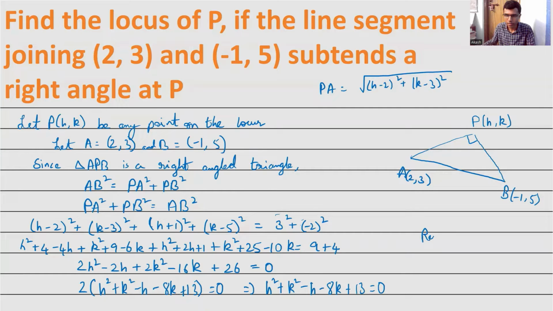Now replace h comma k with x comma y. Therefore, x square plus y square minus x minus 8y plus 13 is equal to 0. This is the locus, required equation. Okay, yeah, we required locus to, sorry, I myself got confused. We require focus to do this question on locus.